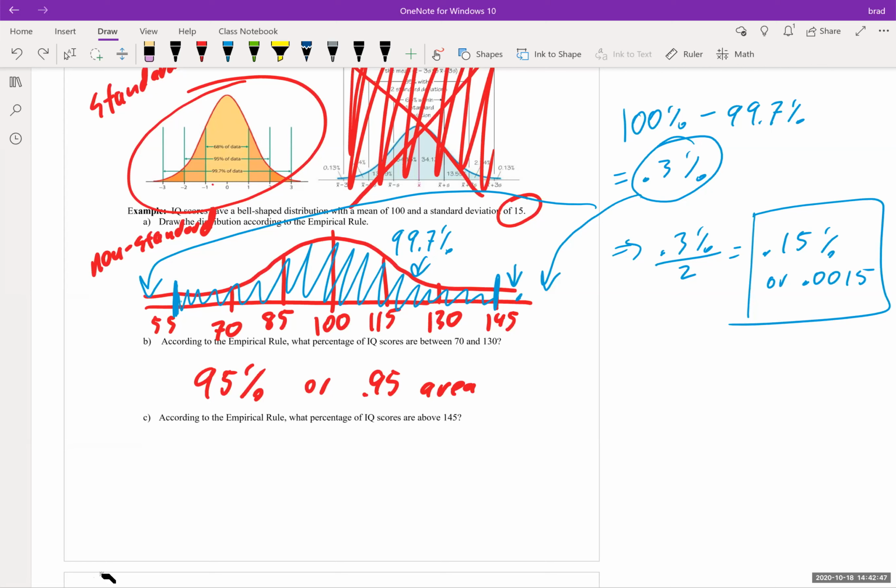This area right there is 0.15%. So people that score above 145 are basically in the top 1500ths percentage. They're the top, very small percentage of the population that could do that. According to the empirical rule, what percentage of IQ scores are above that? So I'm going to say 0.15%. So very, very little is above.